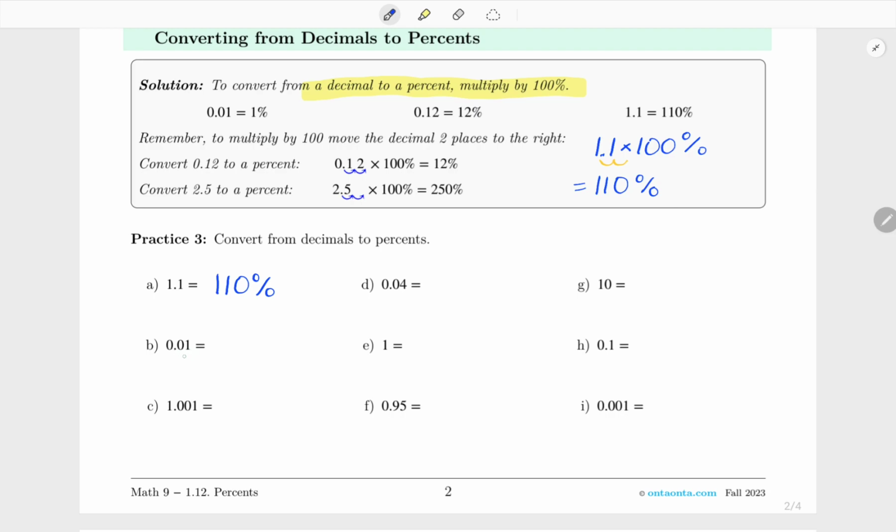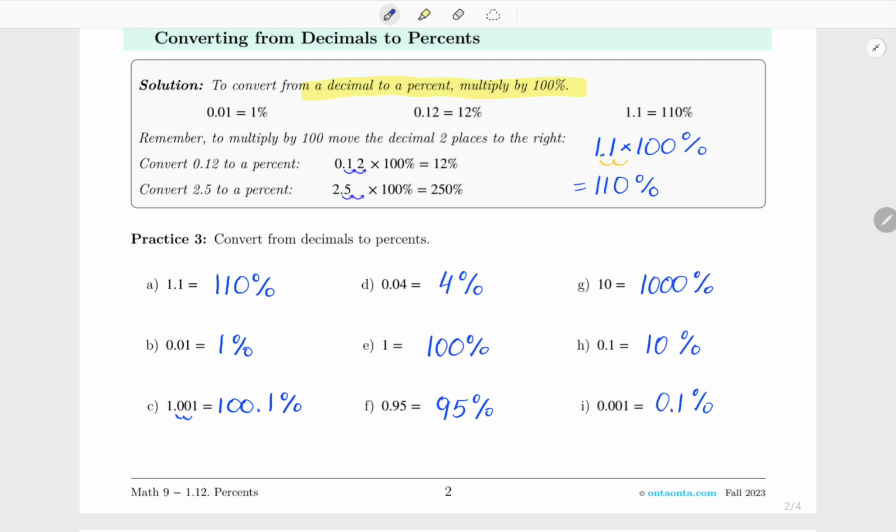0.01 times 100 is 1%. And 1.001 times 100 is 100.1%. Now pause the video and complete practice 3. And check your answers.